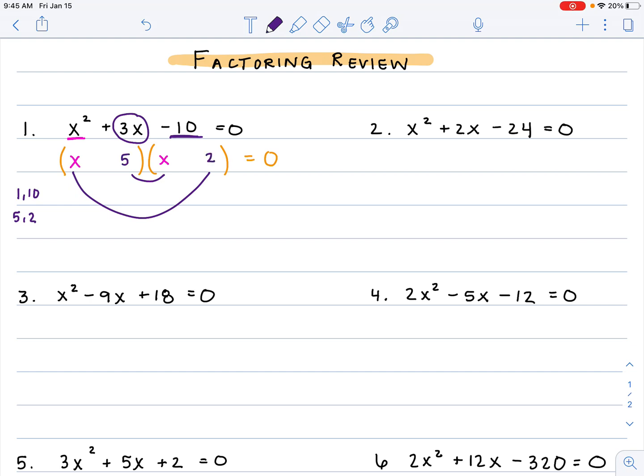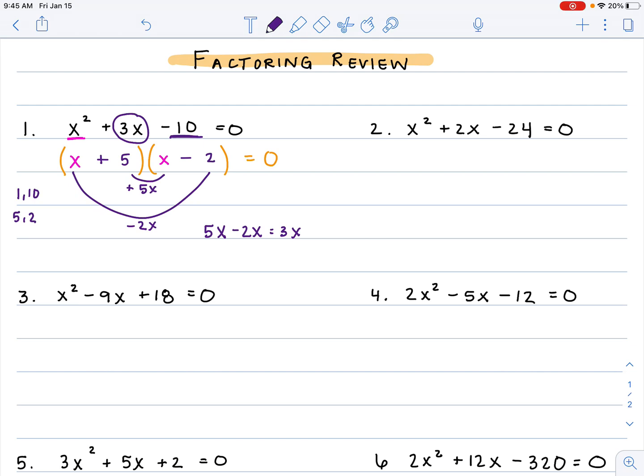So we're going to try 5 and 2. Now I've got 5 times x, which is 5x, and x times 2, which is 2x. Is there any way you can make 5x and 2x into 3x? Well, yeah, you can say 5x minus 2x would equal 3x. So since it's 5x minus 2x, it'd be a plus and a minus, and you have factored.